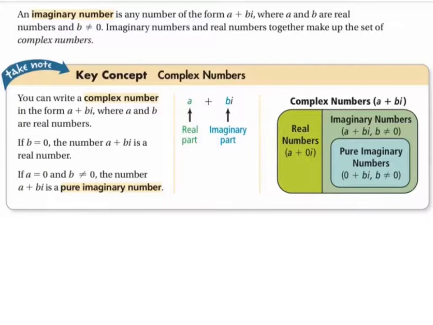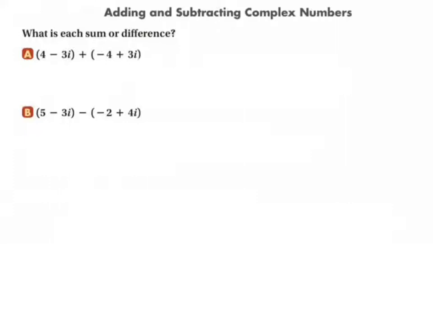All right. So an imaginary number is any number of the form a plus bi, where a and b are real numbers and b is not equal to 0. Imaginary numbers and real numbers together make up the set of complex numbers. So what we're going to talk about next is adding and subtracting complex numbers.